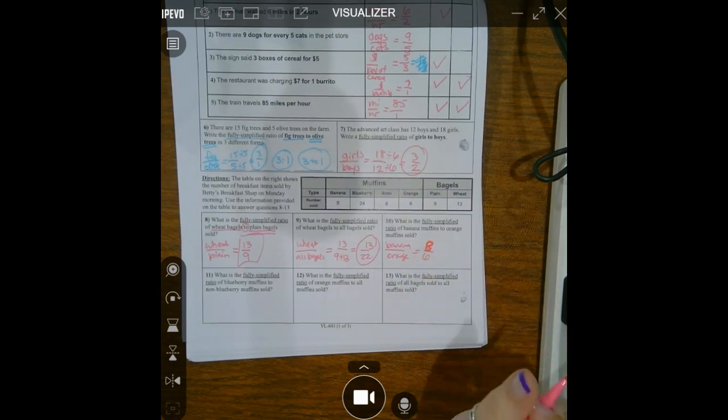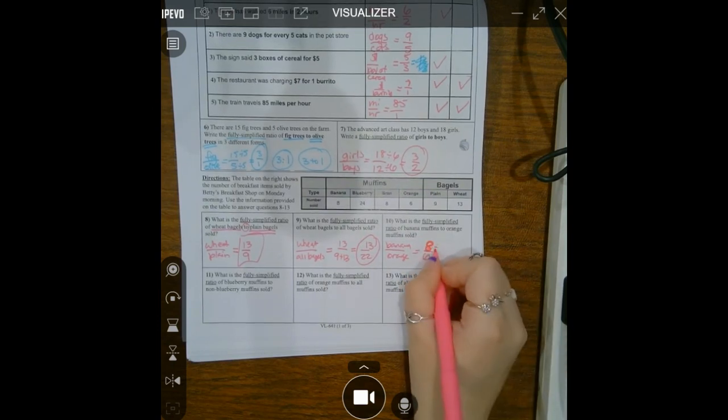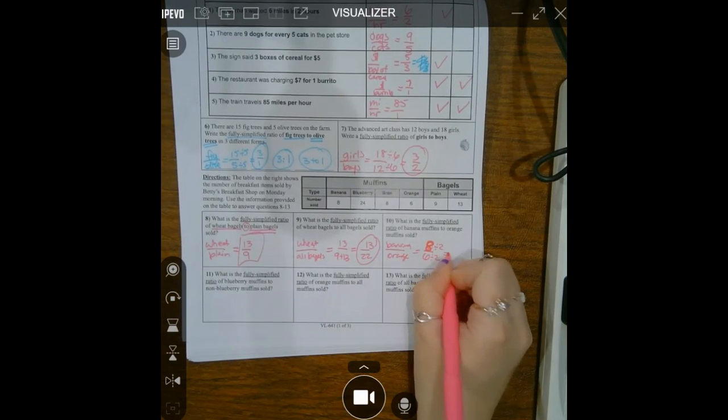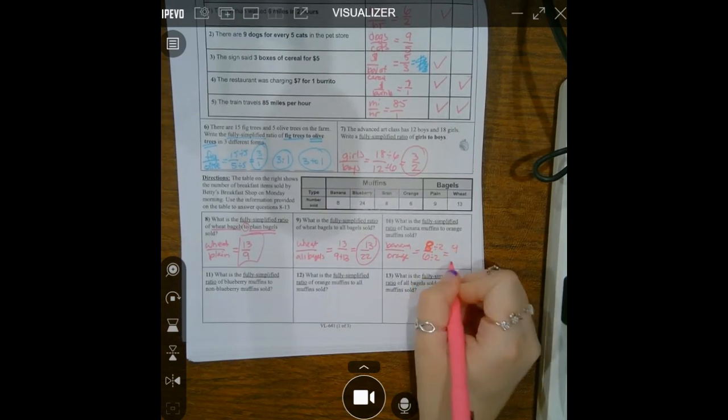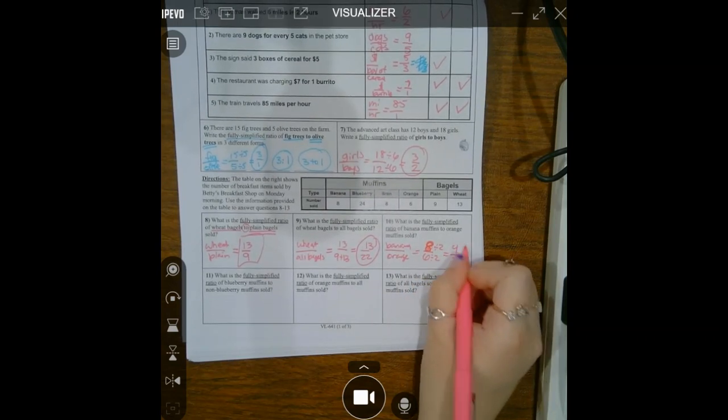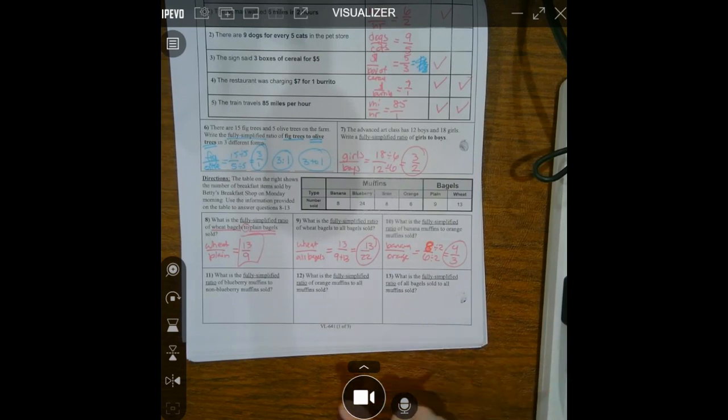Okay, now what can go into both? Yep, 2. And what's 8 divided by 2? 4. And what's 6 divided by 2? Yep, 3. And that can't reduce anymore, so we're done. Okay, last row. What is the fully simplified ratio of blueberry muffins to non-blueberry?